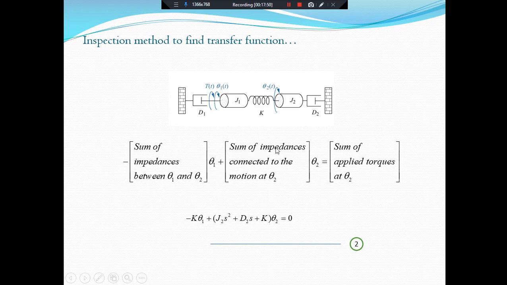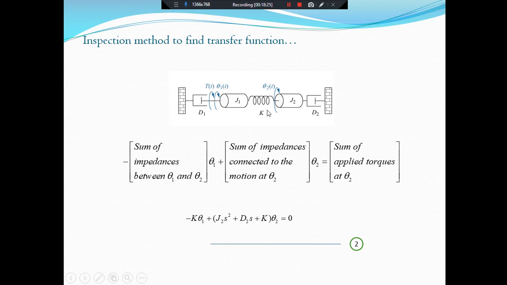Theta 1 plus the sum of impedances connected to the motion of theta 2 equals theta 2 plus the sum of impedances applied force torques at theta 2. Actually, the sign, positive or negative, comes with respect to this torque. If the applied torque is at theta 1, then theta 1 will be positive, and all other impedances will be negative. Similarly, when the applied torque is at theta 2, then the impedances connected to the motion of theta 2 will be positive, and the rest will be negative.